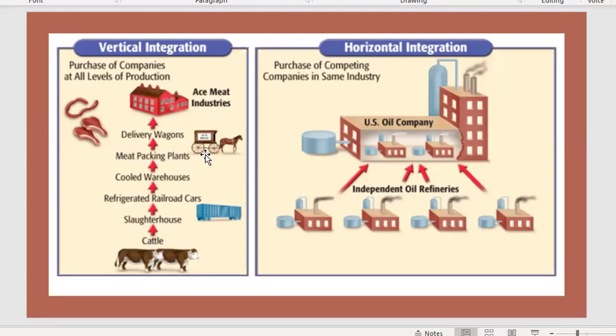That is vertical integration. Horizontal integration is the purchase of competing companies in the same industry. So US oil company, independent oil refineries, these are all competitors. They all merge together to form this US oil company. When it's competition, merging and acquiring, that is horizontal integration. When it's a supply chain or production where you have mergers and acquisitions, that is vertical integration.